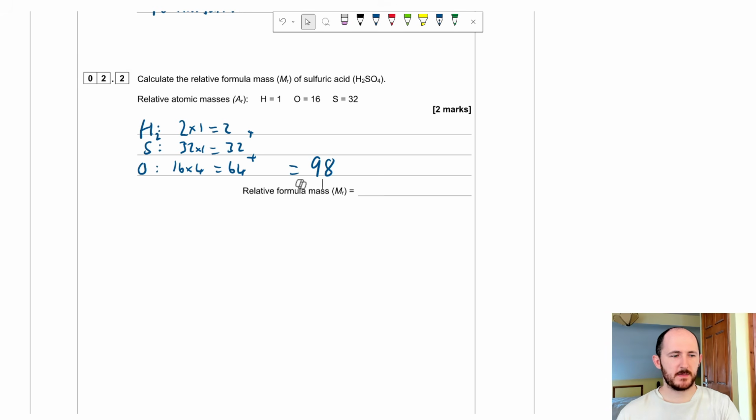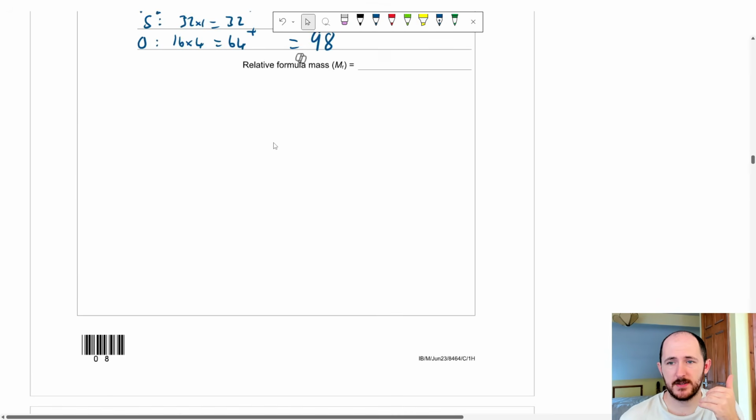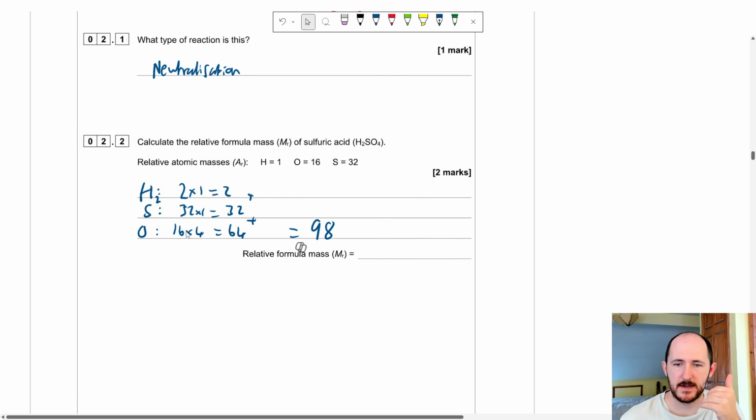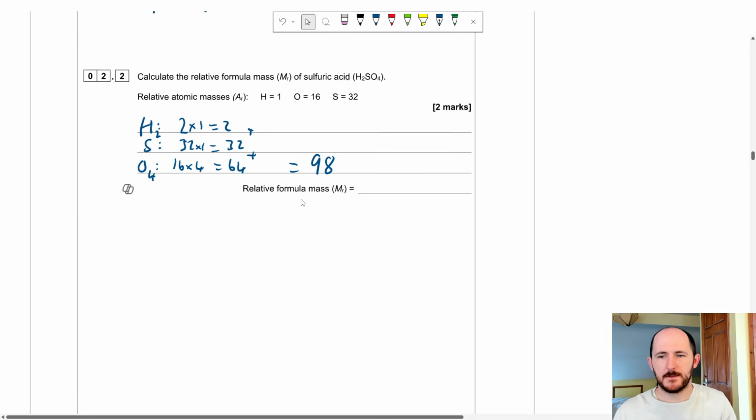There you go. Not too bad. So again, relative formula mass is literally just all of the atomic masses added together. This is also a really, really nice calculation. Remember when we go back to here, the reason why I had 16 times 4 is because I have O4, so I have 4 oxygen atoms in this molecule. Here I have 2 hydrogens, and that's why we have that. In fact, I probably should put an O4 there, but that's okay.